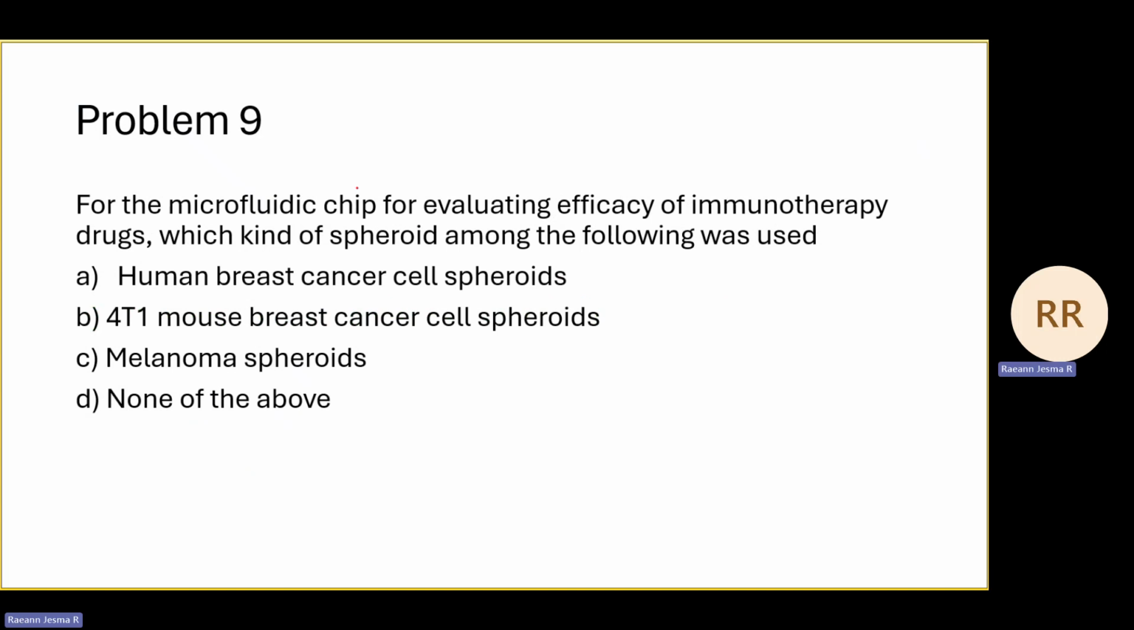Now let's start with problem 9. For the microfluidic chip for evaluating the efficacy of immunotherapy drugs, which kind of spheroid among the following is used? Option A, human breast cancer cell spheroids. Option B, mouse breast cancer cell spheroids. Option C, melanoma spheroids. Option D, none of the above. So this is also a direct question. You can just answer which one is the correct one. So here we are testing the immunotherapy drug.